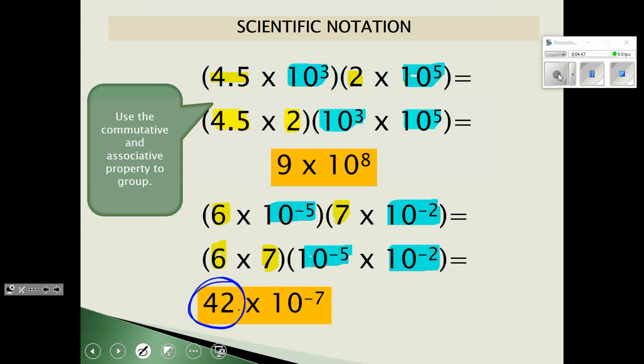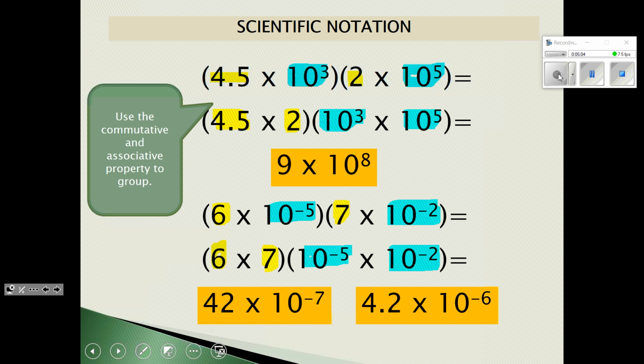Right now, the decimal is at the end, and we have to move it between the 4 and the 2. Moving it one place over adds 1 to our exponent. So our final answer would be 4 and 2/10 times 10 to the negative sixth power to get it in actual scientific notation.